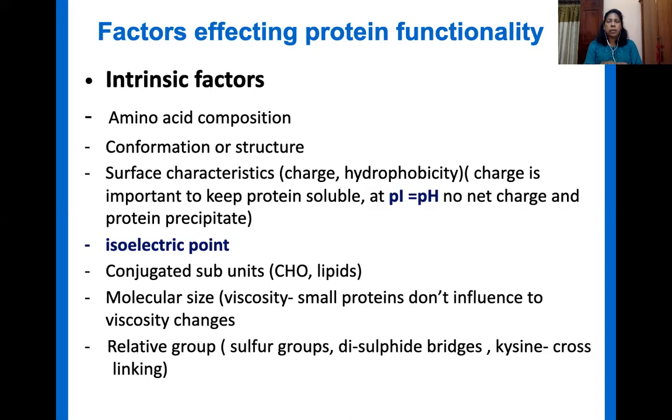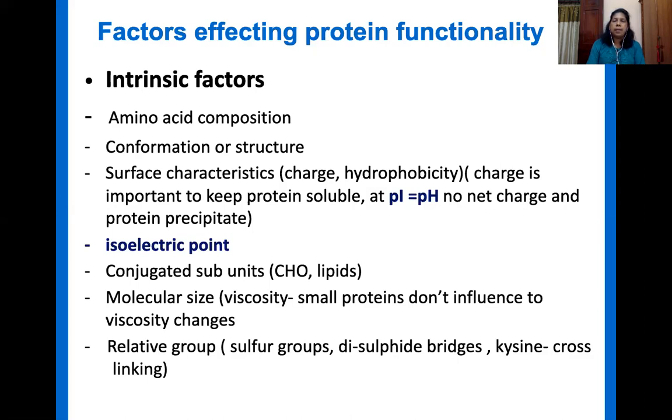Because there is no net charge, protein can precipitate. Because if there is a net charge, then the protein is in the water. Water has high plus and minus charges. We learned about that, because of the plus charges, that is why protein can make a hydrogen bond.